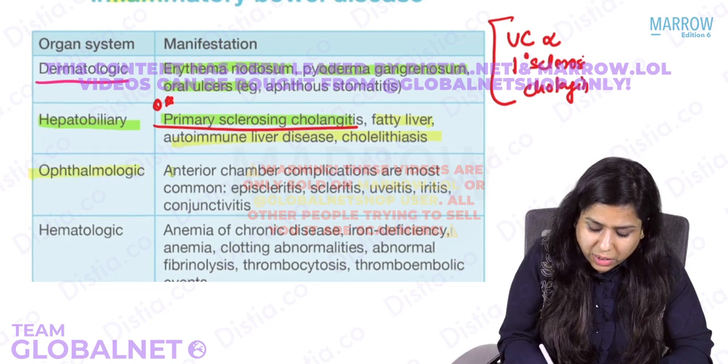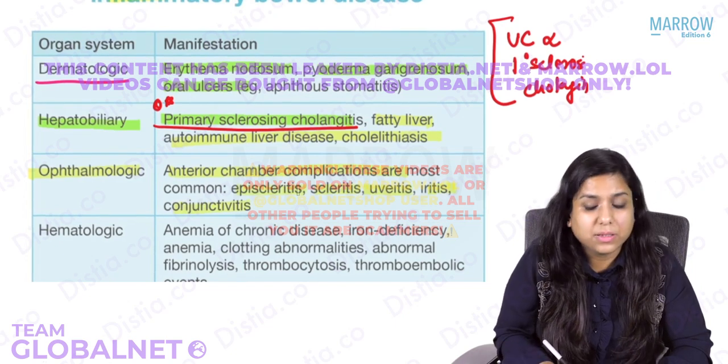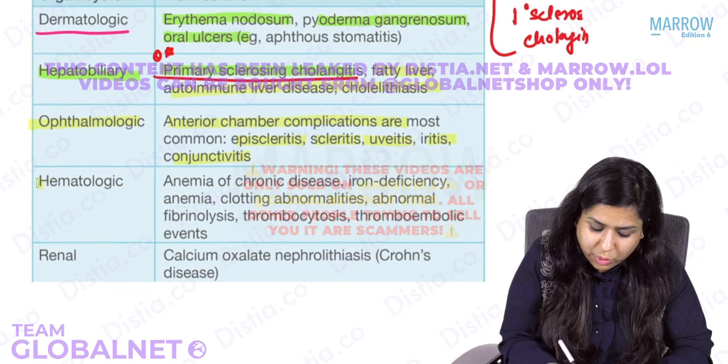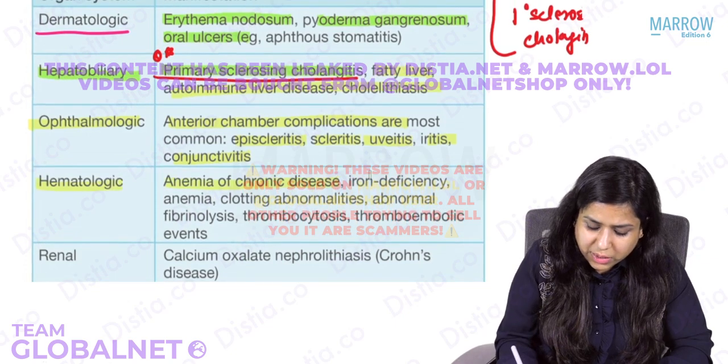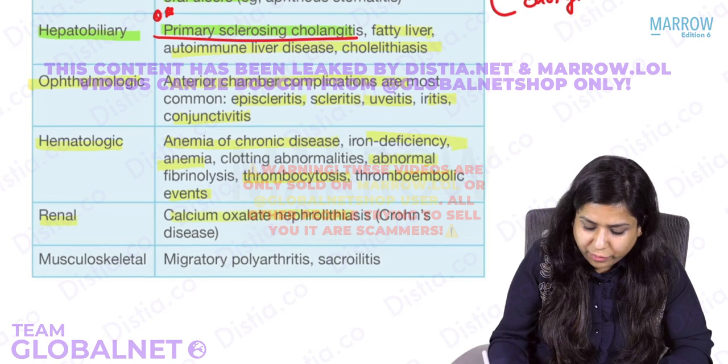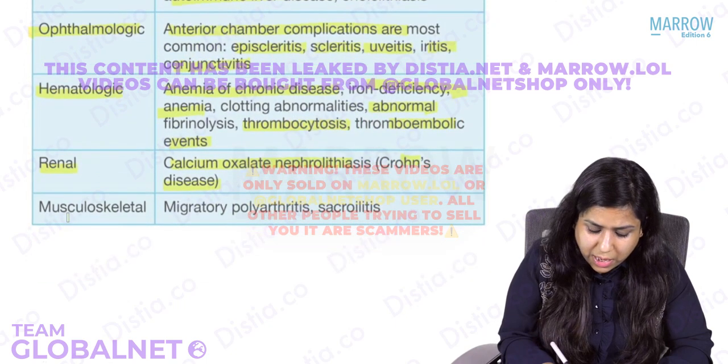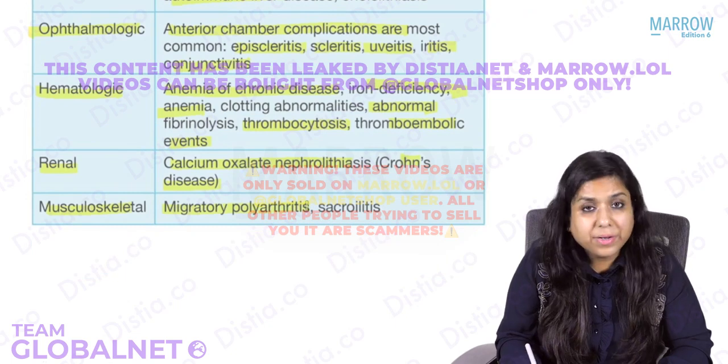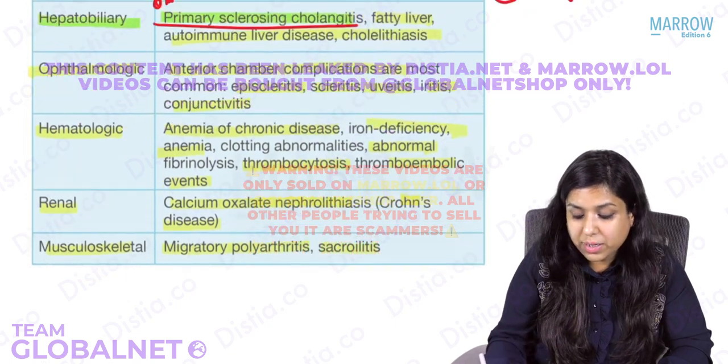Ophthalmologic problems like anterior chamber complications are most common. Scleritis, uveitis, iritis, conjunctivitis, episcleritis, right? And hematological problems like anemia of chronic disease, iron deficiency anemia, clotting abnormalities, thrombocytosis, thromboembolic events. Renal problems like calcium oxalate nephrolithiasis seen in Crohn's disease, and musculoskeletal problems like migratory polyarthritis and sacroiliitis.